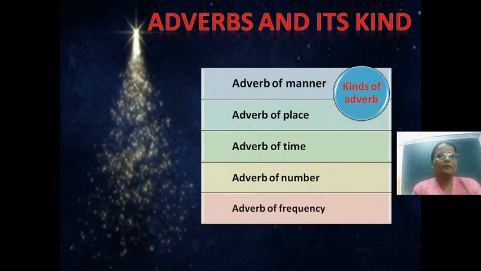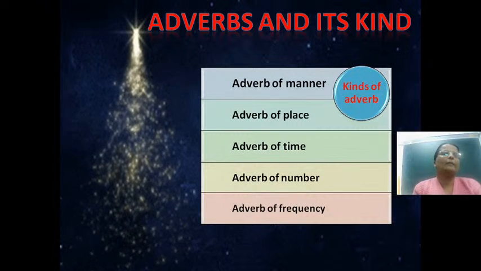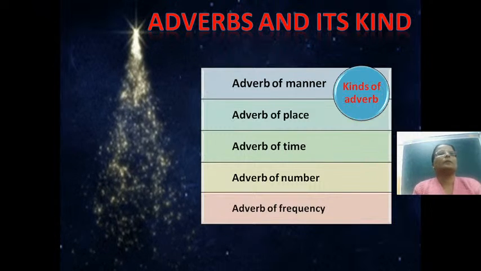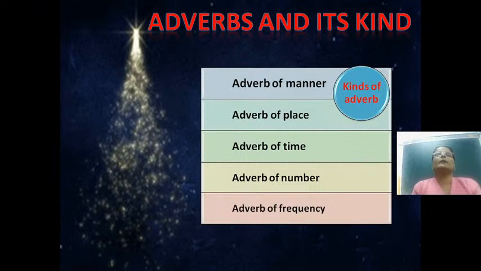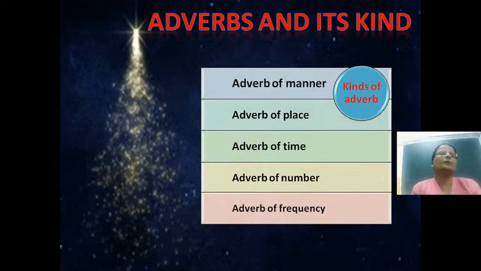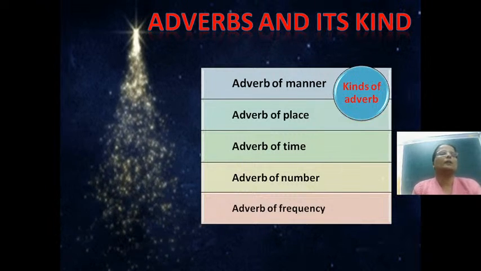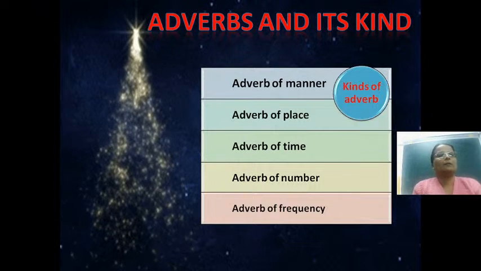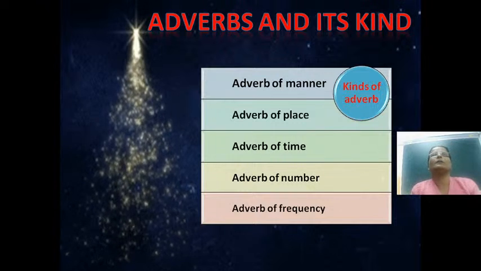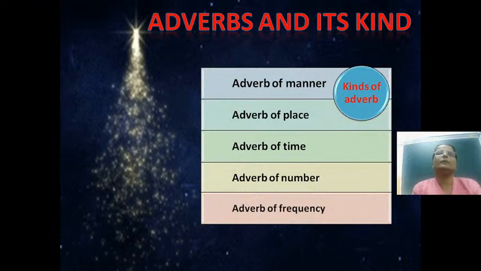An adverb of time tells us the time of the action. It answers the question when. Okay, he came home yesterday. When did he come home? Yesterday. So yesterday, today, tomorrow, last week, last year, this year, soon, early in the morning, all these are examples of adverb of time.